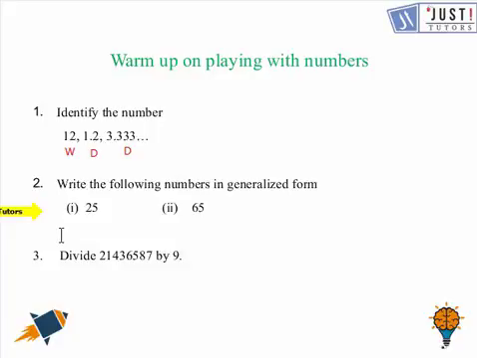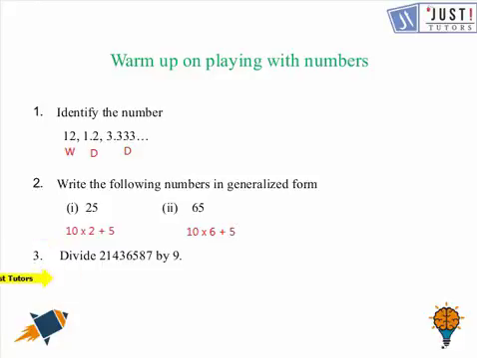Write the following numbers in generalized form. So generalized form means breaking the number into chunks, and if we try to write the number in the generalized form, it would be 10 times 2 add 5, because the number is 25, so this is how we can write that down in generalized form. Likewise, if we try for the second number, which is 65, the answer would be 10 times 6 add 5. Let's come to question number 3.